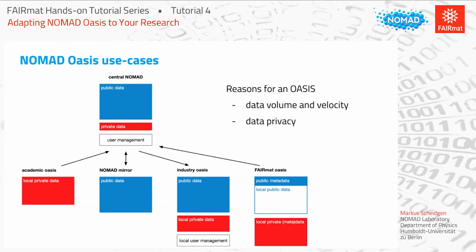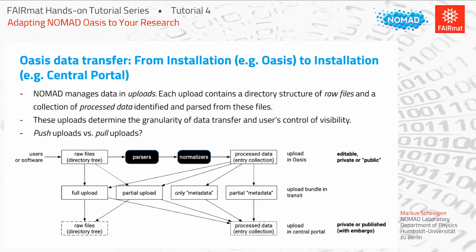And of course, from the FAIRmat perspective, as Claudia says, we want to build this federated network to deal with the data volume and data velocity aspects of research data. And of course, this then bears the question: if we have this network of Oasis, right? If you have an Oasis and other institutes have an Oasis, and then we have the central NOMAD maybe, how can we transfer data between them, and how does this federation actually work?